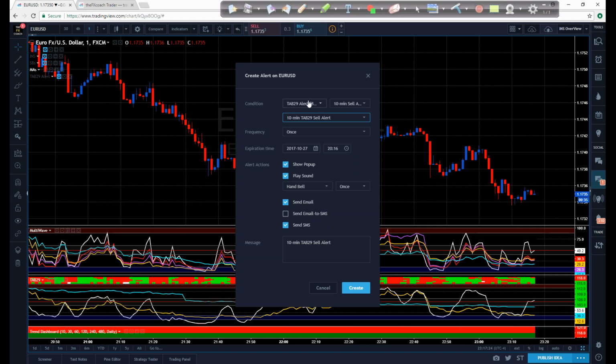We select TAB29 alert. Now remember, it's not going to work unless this indicator is on your chart. Once it's on the chart, then we can interact dynamically with TradingView and how they see things. Again, once per bar on condition, set your date ranges, and so on, TAB29 sell alert. You can go ahead and specify what it is, Euro USD. If you want to put that in front of this, fine.